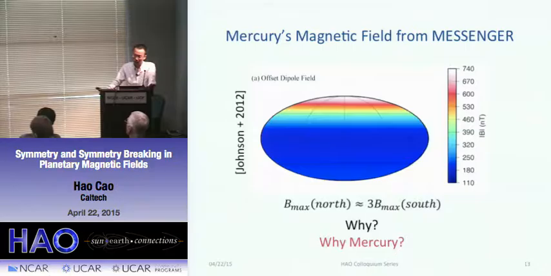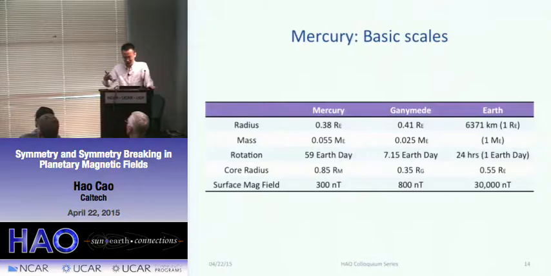And here shows the field strength. So rather than the radial component, I'm actually showing you the total field strength. Red means strong field, blue means weak field. In the northern hemisphere, it's about 700 nanotesla. In the southern hemisphere, it's mostly around 200 nanotesla. So there's a big difference across the two hemispheres, and this is unique to Mercury, and we want to know why.